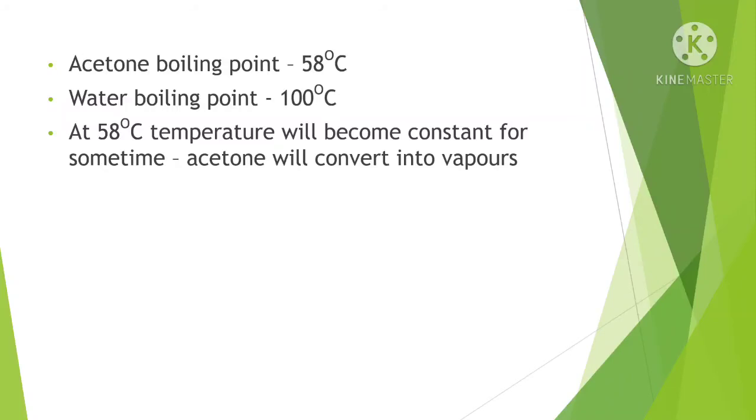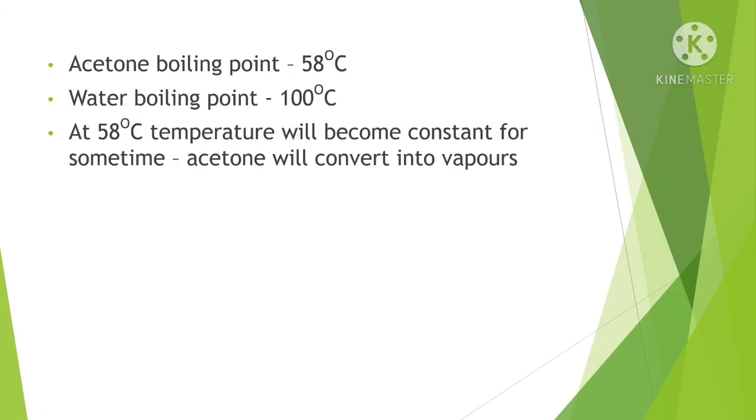Now when all the acetone has evaporated, or we can say when all the acetone has converted into vapors, after that the temperature will start increasing again. Then we can see the change in the temperature. After that we will stop heating the mixture, because the acetone is already collected in the beaker, and only the water will be left in the distillation flask. So in this way we can easily separate a mixture of two miscible liquids.